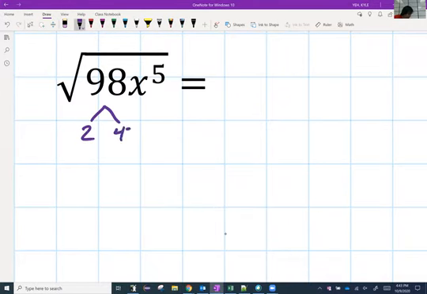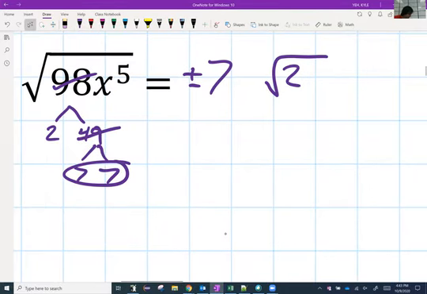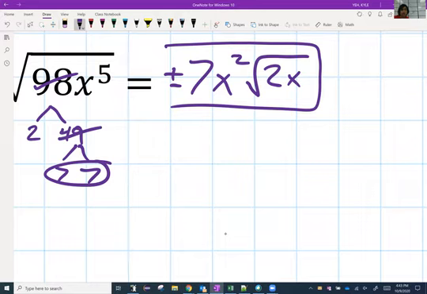98 is 2 times 49, and 49 is 7 times 7. That's a good sign. So I can say plus or minus, pull out a 7. I know I'm going to be left with a 2 inside. And then x to the 5th, I have 5 x's. I don't want to write it down every time, so here's what I'm going to do. I've got 5 x's. These 2 are a pair. These 2 are a pair. And we have 1 left over, right? So that means I can pull out 2 x's because I had 2 pairs with 1 left over. Plus or minus 7x squared root 2x.